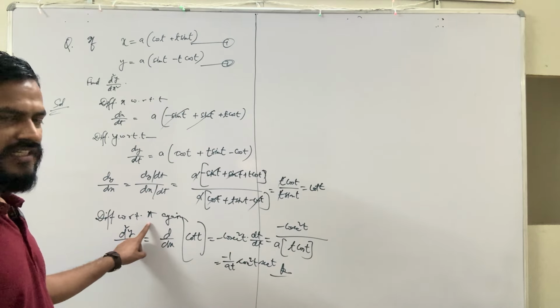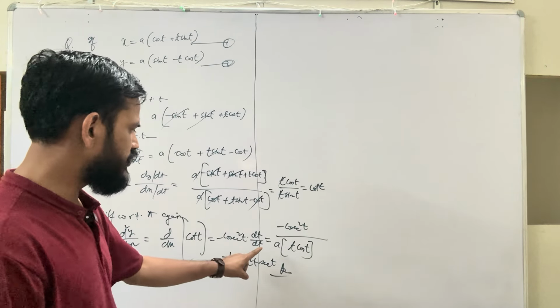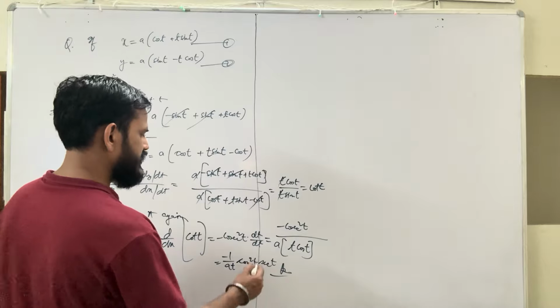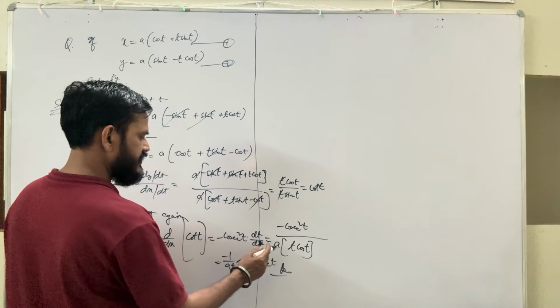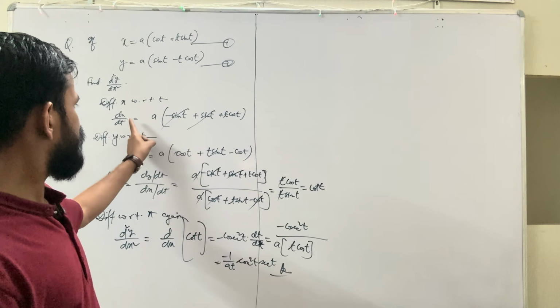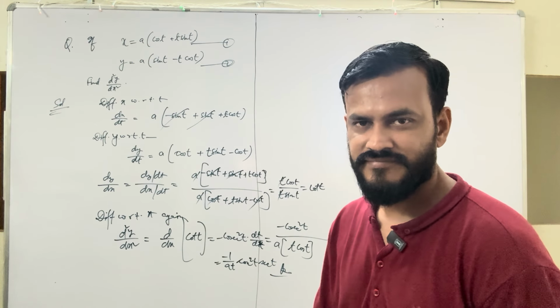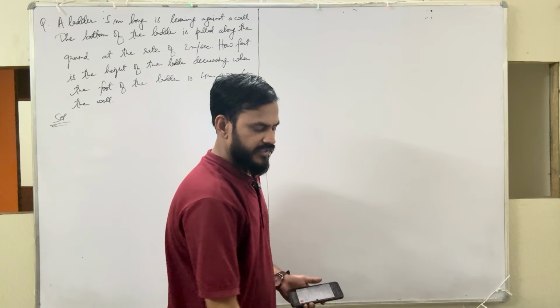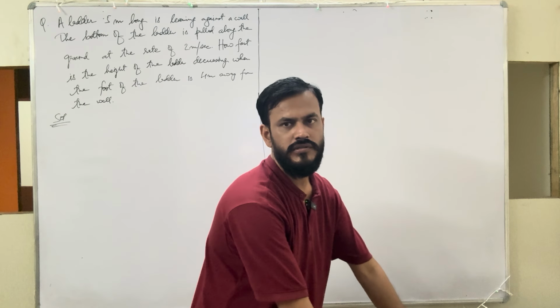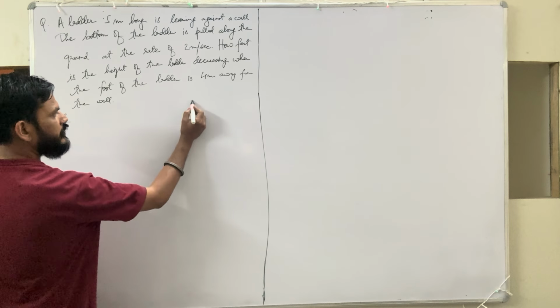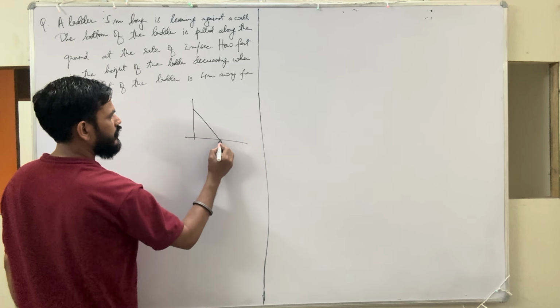So you need to differentiate it again with respect to x, and you have to replace dt by dx by putting the inverse of dx by dt. So that is why this question becomes slightly important. This question talks about a ladder which is inclined along a wall.